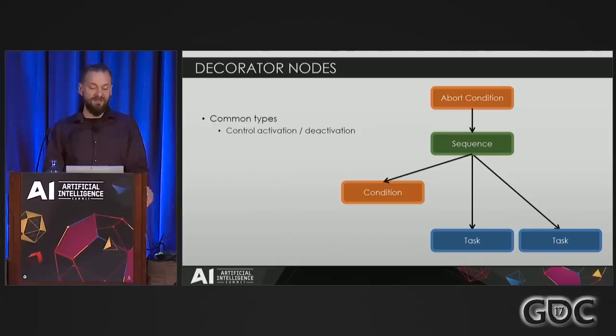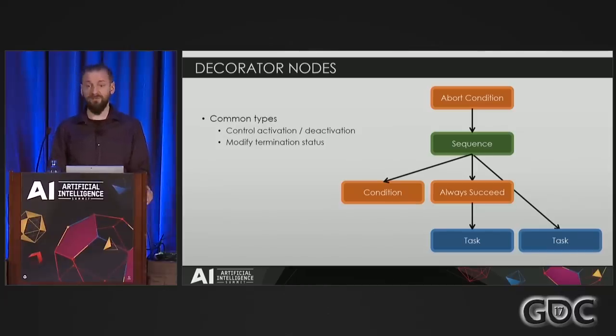So these would be the control activation and deactivation decorators. Then you can have modify termination status decorators, which would be something like always succeed. So this always just succeeds when its child is completed. Even if the child fails, it will report itself as success to the parent. So in this example, it would make the first task optional in the sequence. So regardless of the task failing or succeeding, the sequence will proceed to the final task.